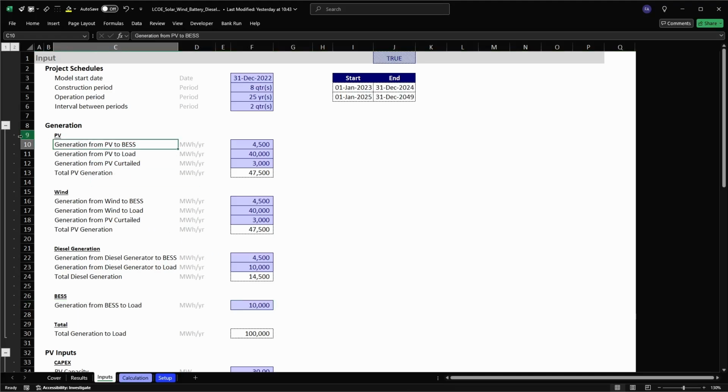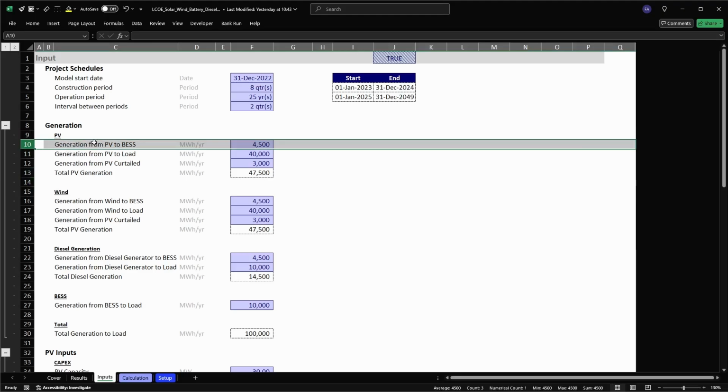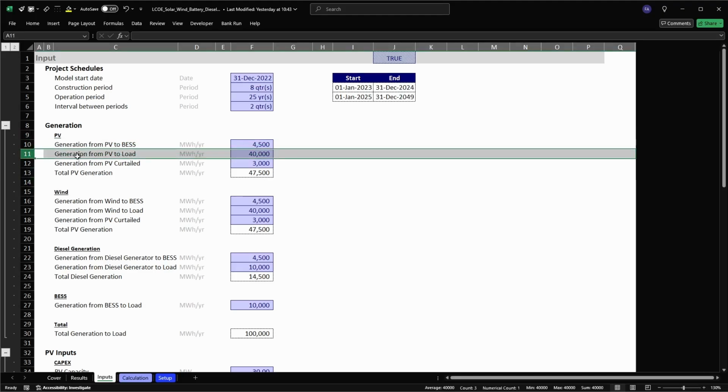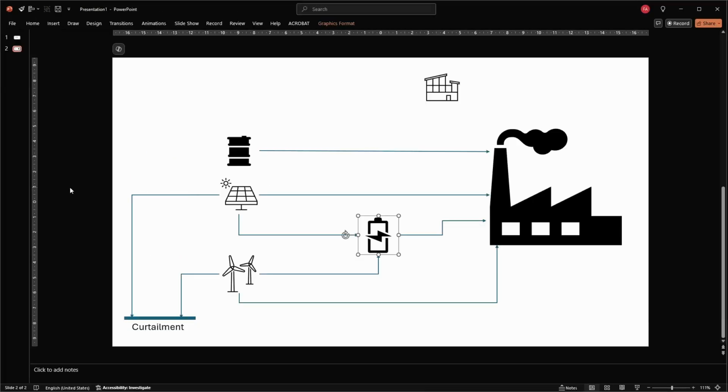And for each one of the renewable sources, we have the stream of energy from the renewable, in this case PV, to the battery. Then we have the flow of energy from the PV to the load, and then we have the curtailment. So going back to the diagram, all these energy flows here are given, right? All of them are inputs to the model. Everything here is basically an input to the model, okay?